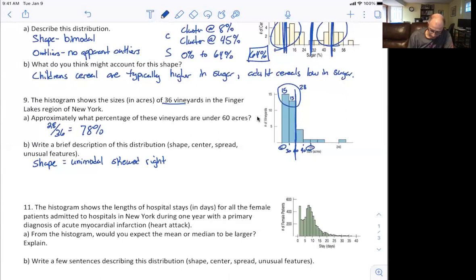Outliers. Ooh, we have one really large lake. At 200, actually, no, it's not a lake. It's a vineyard, isn't it? I guess I'd better be specific here. I'll squeeze vineyard in here, at 240 acres. That definitely stands out. Okay, the center. What is your typical? About 30? Sure.